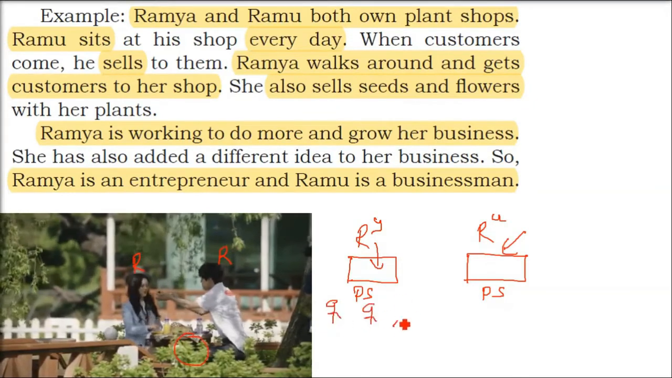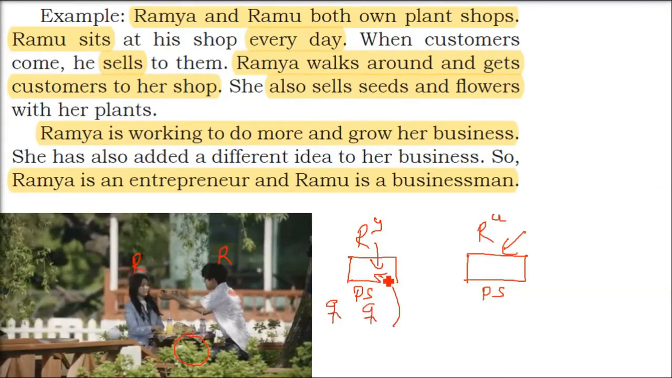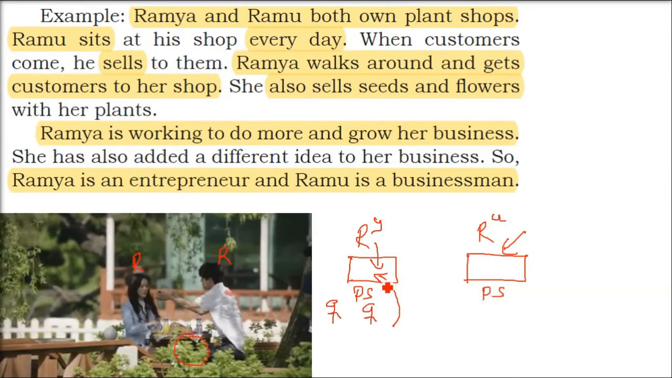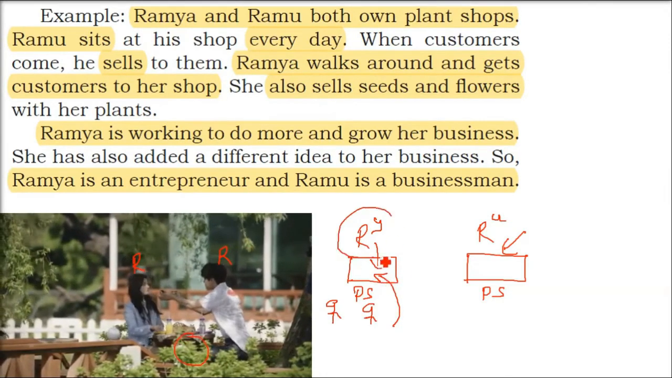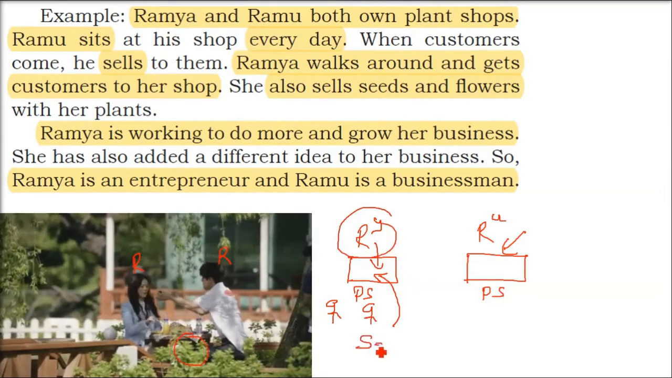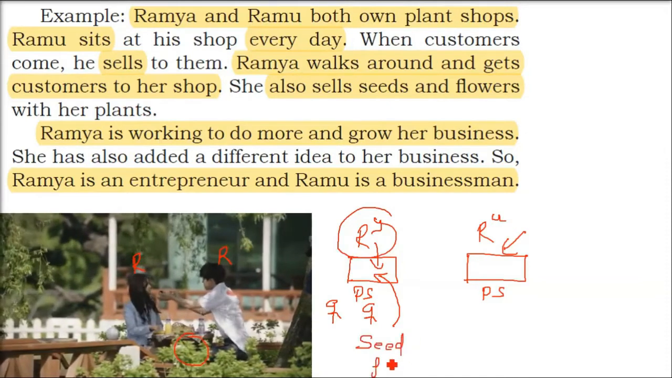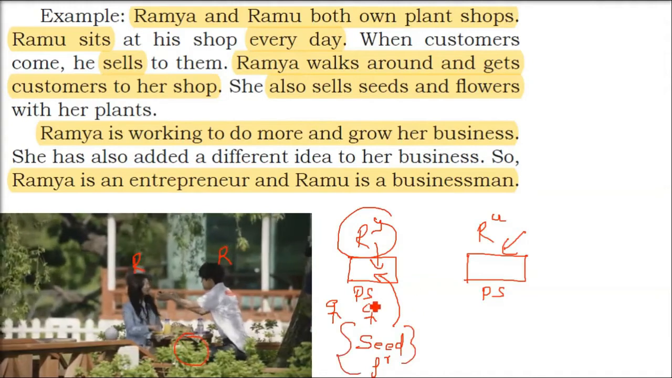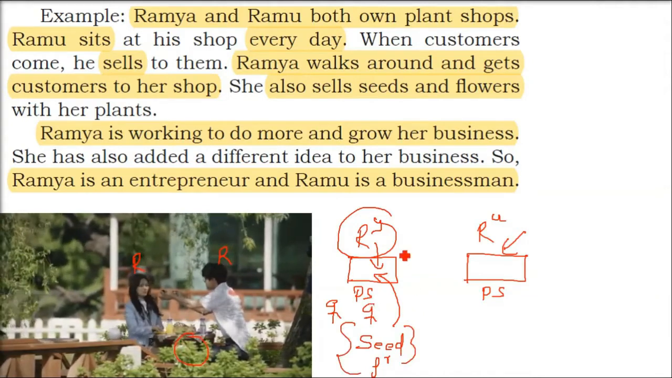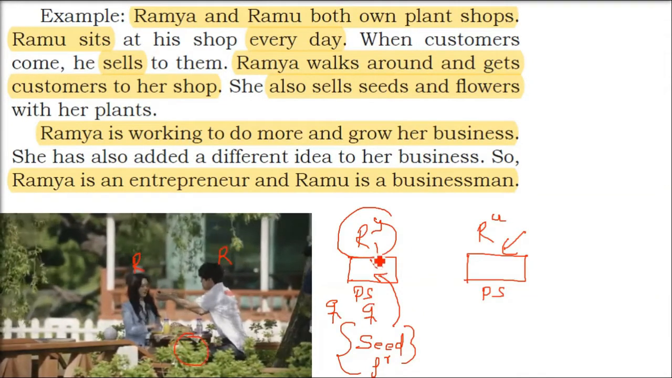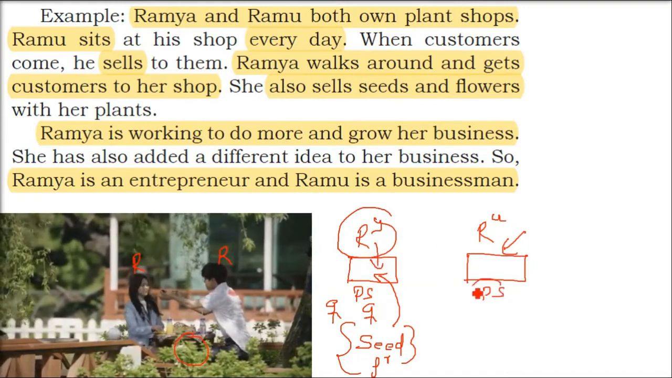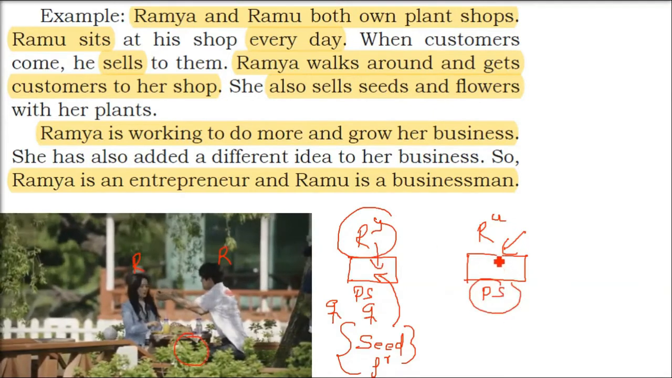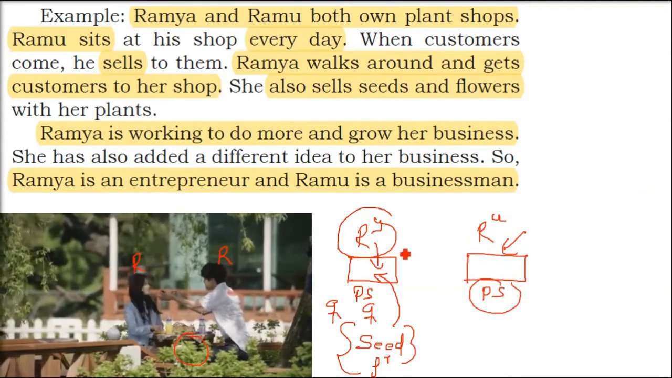She is always walking around, getting customers to her shop, bringing them, pulling them. And she is not just selling plants. Along with plants, she is also selling seeds and flowers. So if somebody comes, he or she gets everything: plants, seeds, flowers. But Ramu just comes, sits, and whenever somebody comes, he sells.